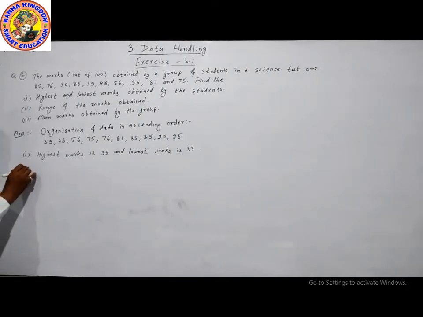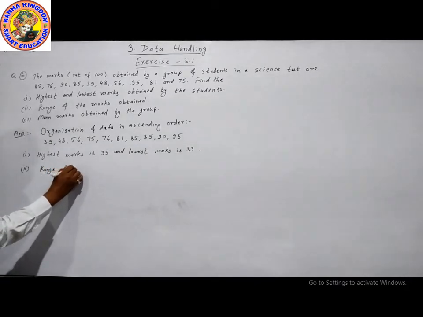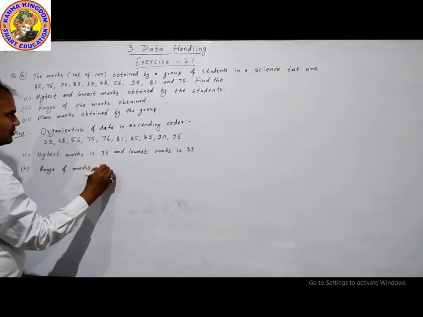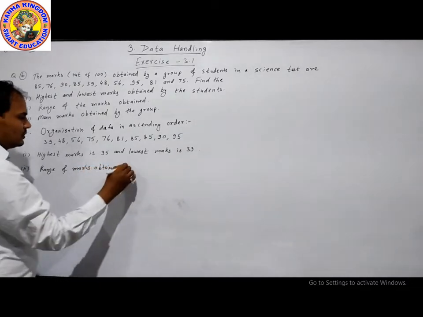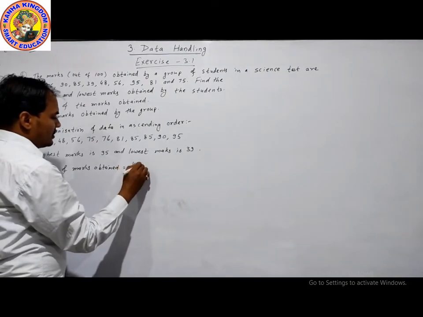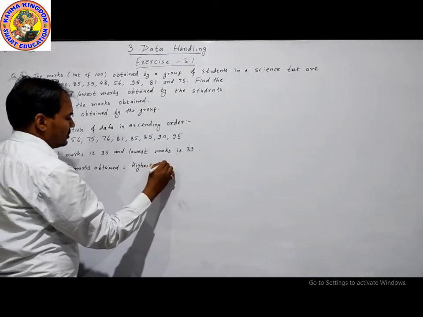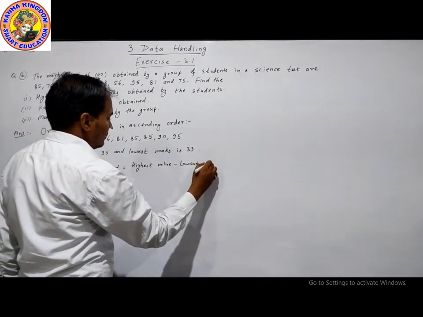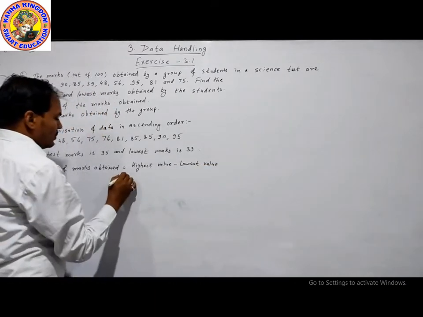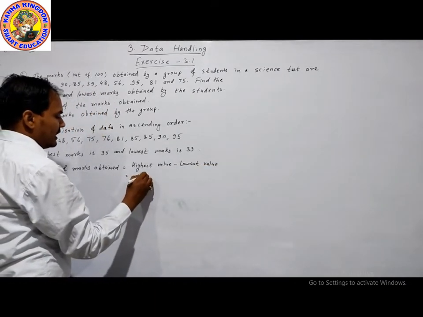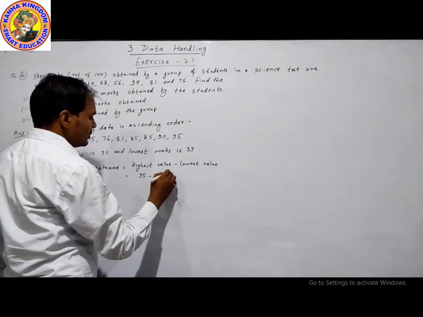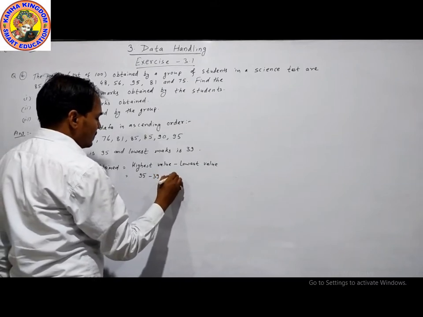Now second question, range of marks obtained. The formula of range is highest value minus lowest value. So the highest value is 95, the lowest is 39. The answer is 56.